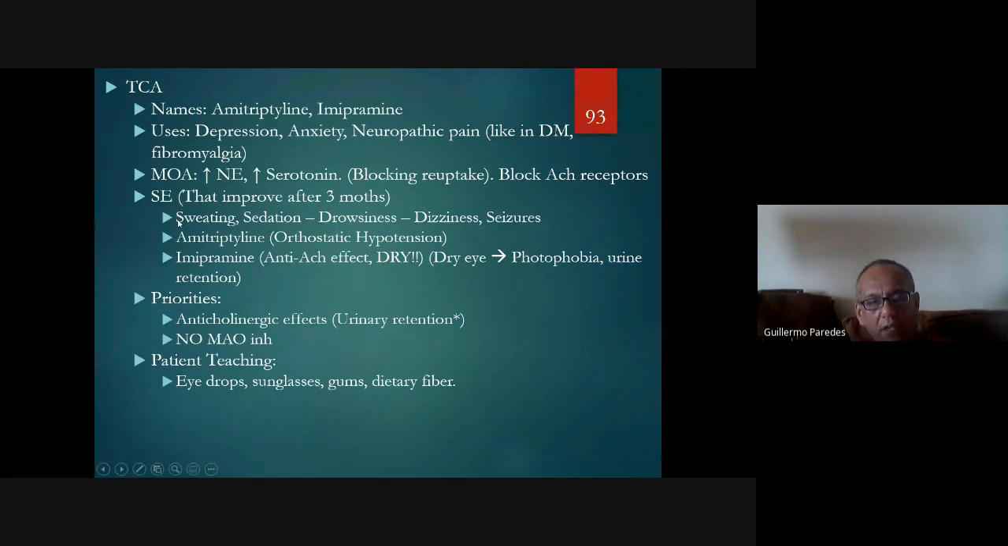All right, so side effects, we have sweating, sedation, drowsiness, dizziness. Amitriptyline can produce orthostatic hypotension. Imipramine, anticholinergic effects. So basically all these antidepressants can have anticholinergic effects. So they have dry mouth, urinary retention, constipation, blurred vision because there is dryness in the eye, right? And this dryness of the eye can produce photophobia, by the way. Okay? So what are your nursing considerations in this case? For example, dry eye drops, for photophobia, sunglasses, for dry mouth, gums, for constipation, you're going to have dietary fiber and fluids.